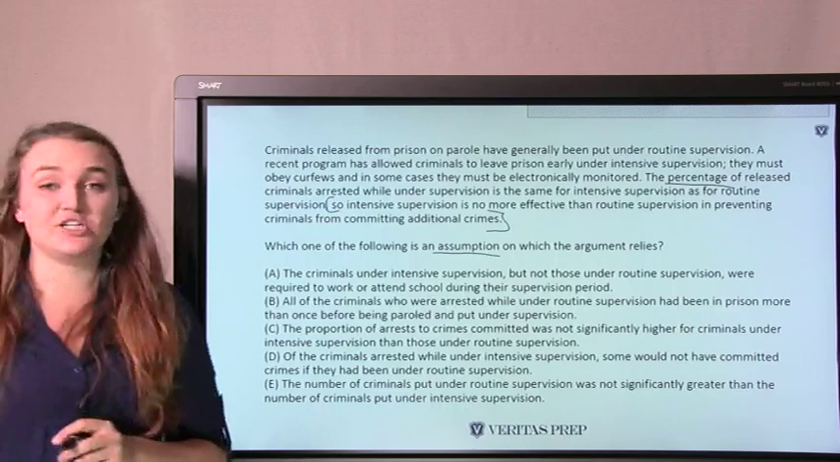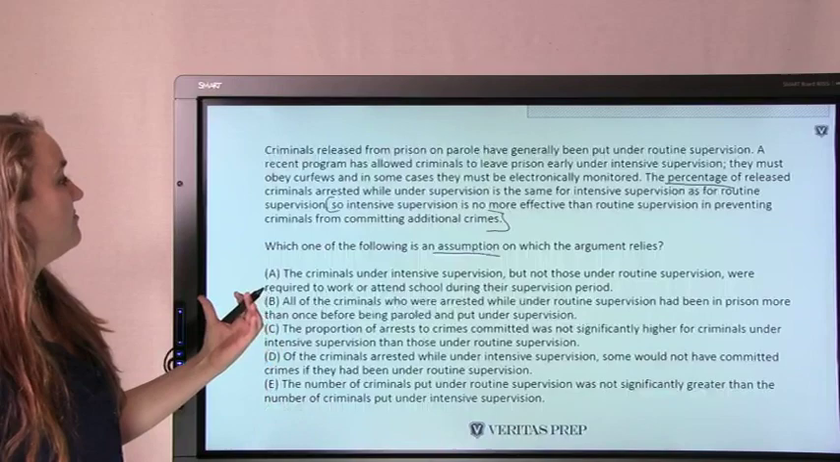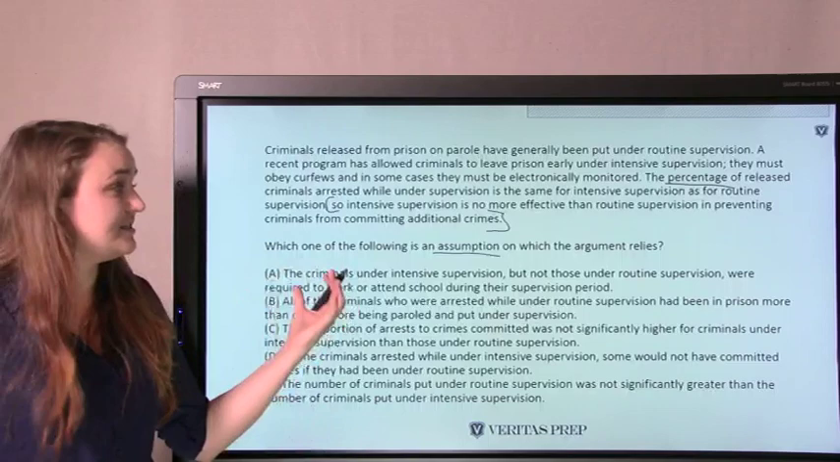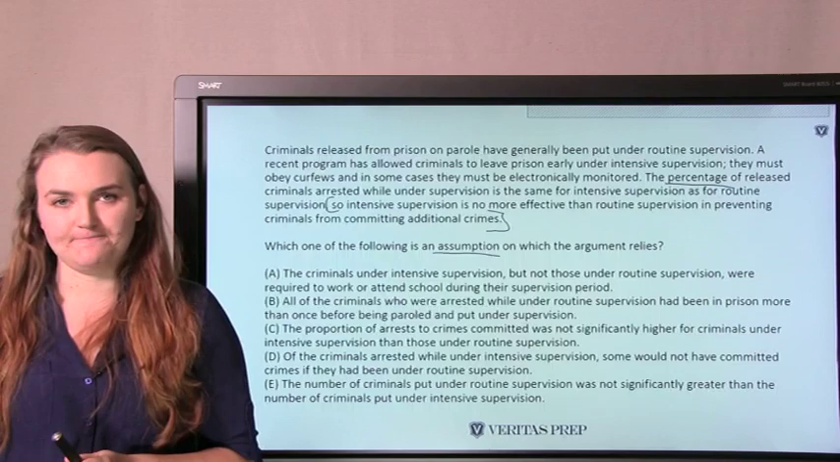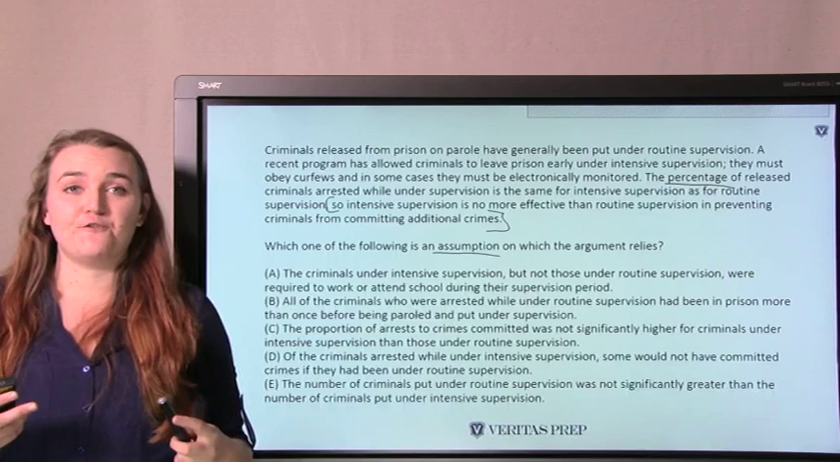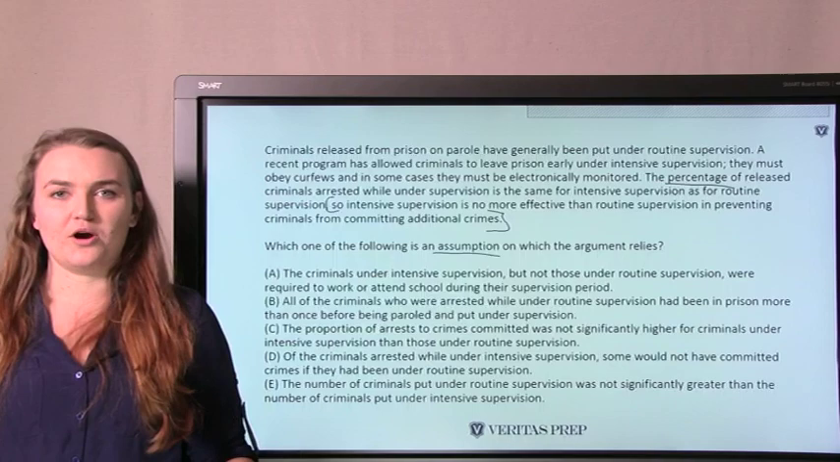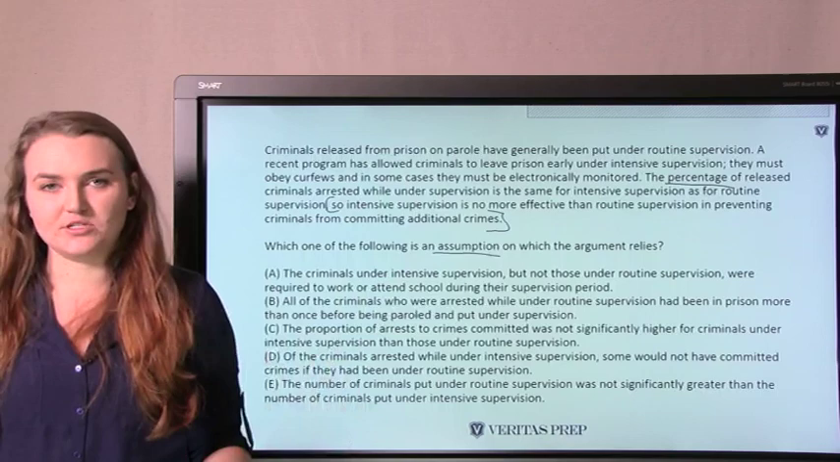The evidence or premise listed therein is that the percentage of released criminals arrested was the same for intensive versus routine supervision. Anytime I've got that so, thus, therefore, or hence, I've got a pretty good indication of what my conclusion is. We can utilize conclusion language, look out for its adjacency to premise language, and make sure it has a why or an explanation listed behind it. And anytime we have some sort of call to action, we can also identify that we're looking at a conclusion.